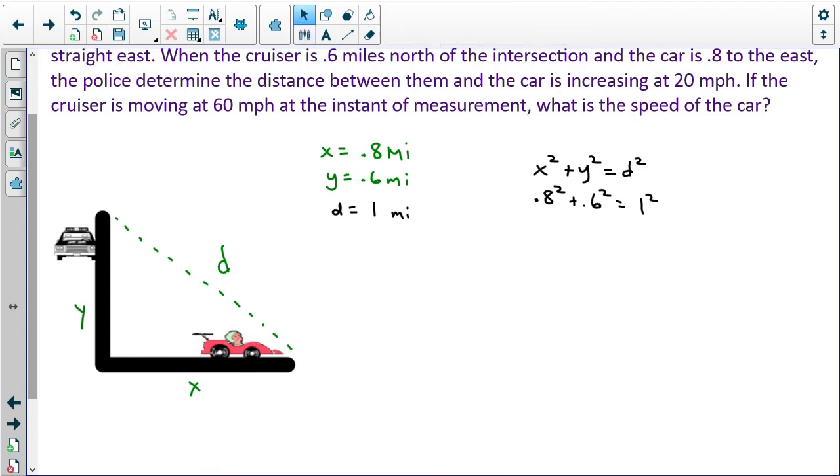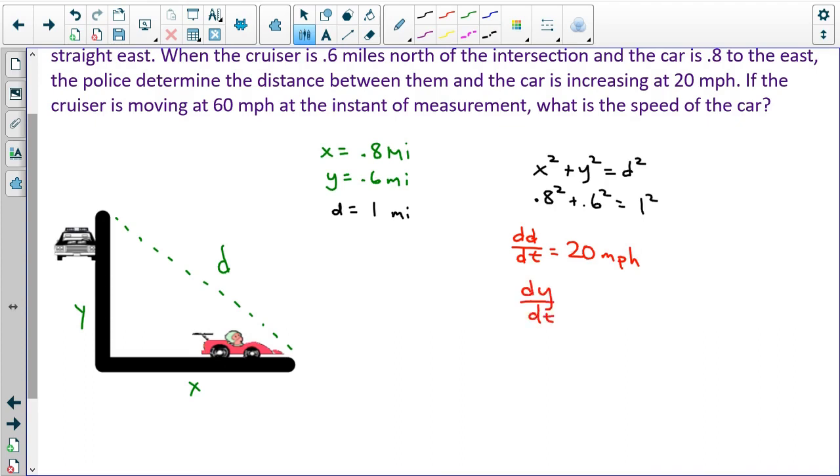So now there's some other information that we were given. We were given that the distance between them and the car at that moment is increasing at a speed of 20 miles an hour. So that means the derivative of the distance with respect to time is 20 miles per hour. The other thing that we know is that the cruiser, so that's y, is moving at 60 miles an hour. One thing that's important to note is that the cruiser is moving south, which in this picture is going to make this part of the triangle smaller.